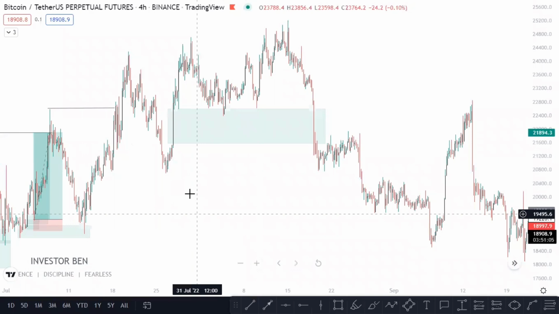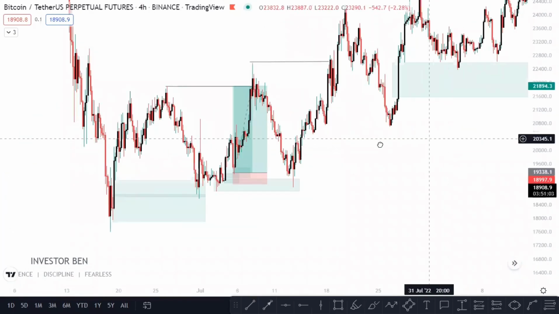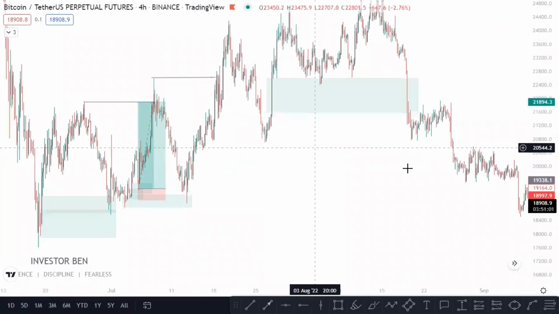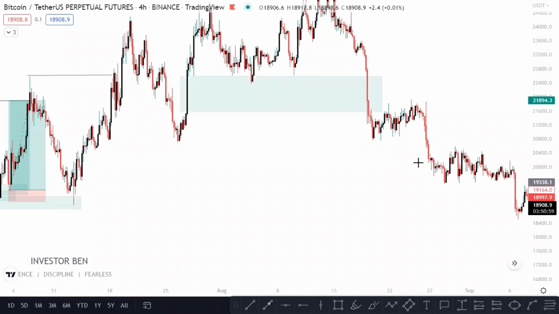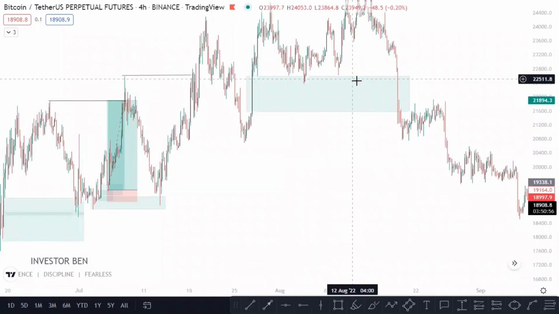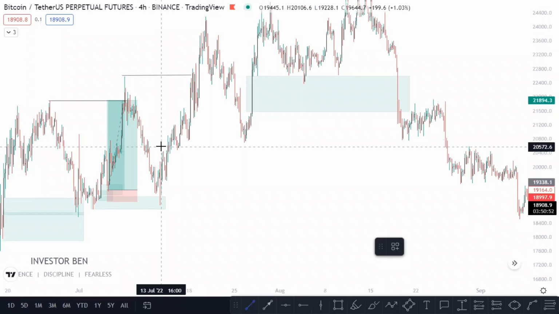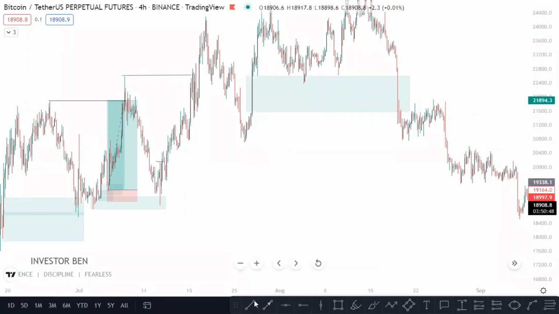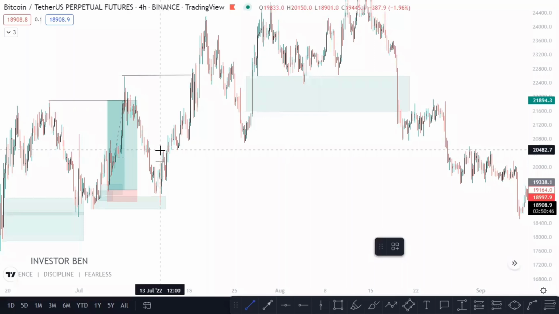Now, you might have heard of the word order flow, right? We had something like an order flow at this point. We were breaking highs at this point. The first high was taken out here. The second high was taken out here.